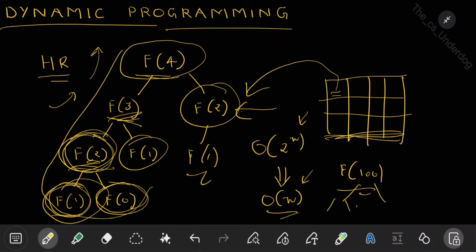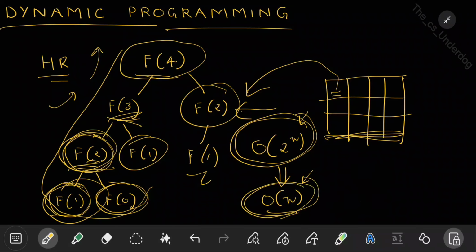What is the advantage? From order of 2 power n, which is exponential time complexity, you are going to take it down to order of n. So this is why dynamic programming is very, very important, because the reduction in time complexity that is brought about using dynamic programming, that is substantial. So this is the reason why dynamic programming is important.